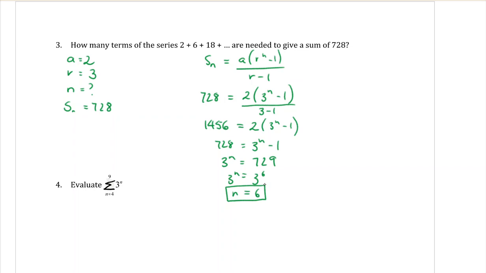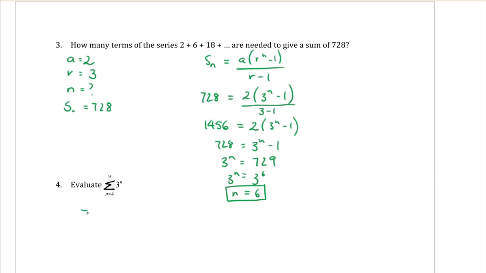Question 4, we have a sigma in here. I want to sum from the 4th term to the 9th term of 3 to the N. Now, if you're given a question like this on the test, it's not going to tell you that this is a geometric question. It could be an arithmetic. You would probably want to work out the first few terms just to be sure you know what type of series you're dealing with here.